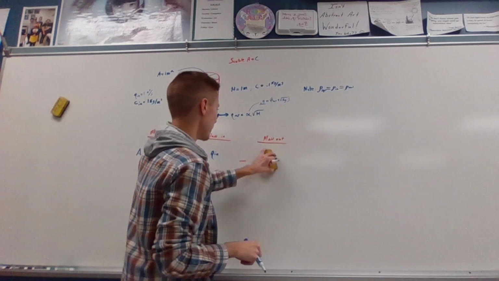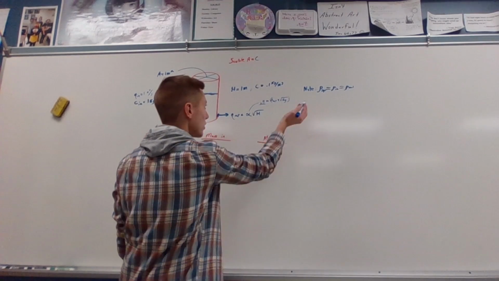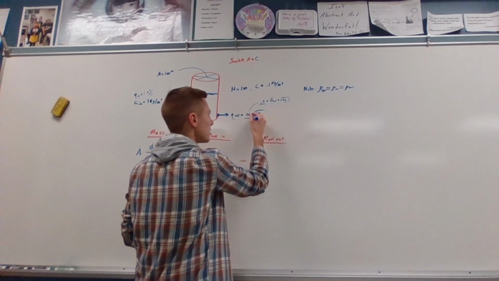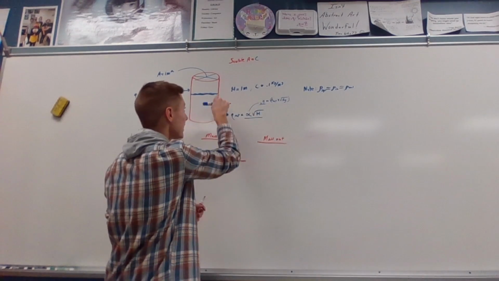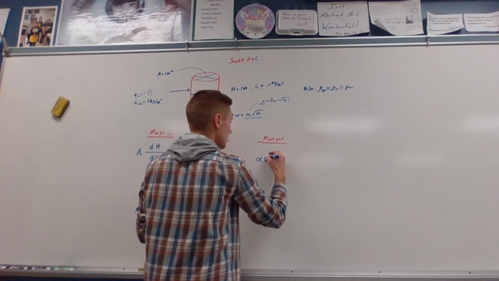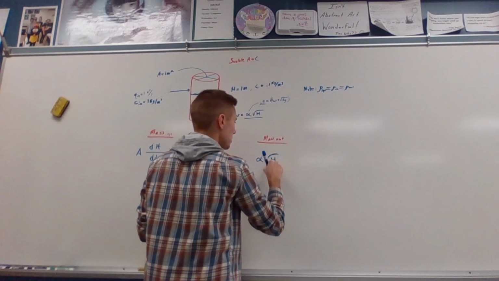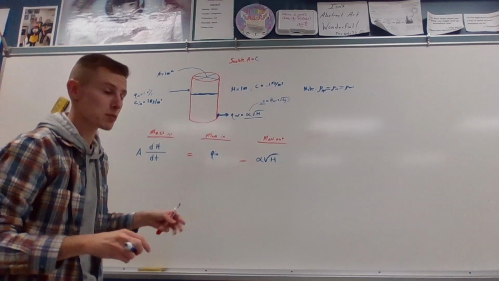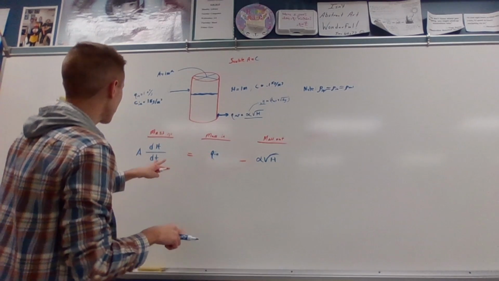And we can actually substitute what our flow rate going out is. We know that our flow rate going out is equal to alpha times the square root of h, the height of the tank. So we have alpha times the square root of h. All right, so we're almost done with our first equation. We're going to get 2 equations out of this whole process.